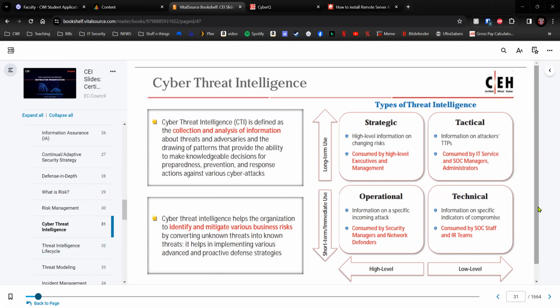So strategic is high level information on changing risks consumed by high level executives and management. Tactical is information on attackers' TTPs, consumed by IT service and SOC managers and administrators. Operational is information on specific incoming attacks, consumed by security managers and network defenders. Technical is information on specific indicators of compromise, consumed by SOC staff and IR teams. SOC is Security Operations Center, IR is Incident Response.